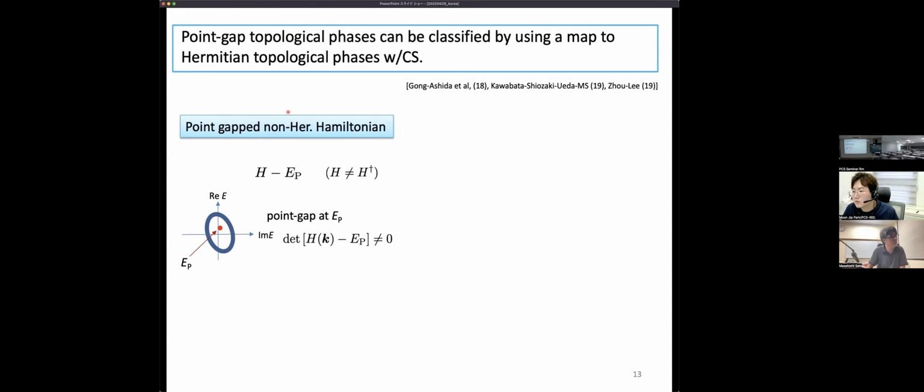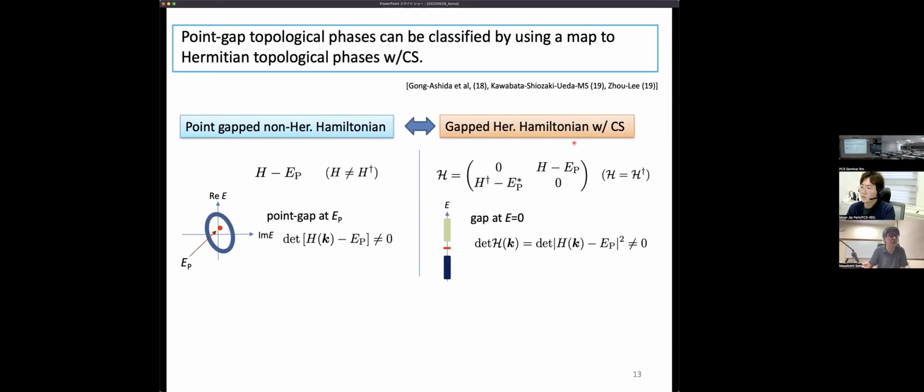And corresponding to this point gap non-Hermitian Hamiltonian, we can consider the Hermitian Hamiltonian with chiral symmetries. And this is a Hermitian Hamiltonian. And we can show that if the original Hamiltonian has a point gap at the reference point, then this Hermitian Hamiltonian has a gap at E equal to zero. Actually, if you calculate the determinant of the curly H, we can show that this is non-zero. So that we have a gap at E equal to zero.